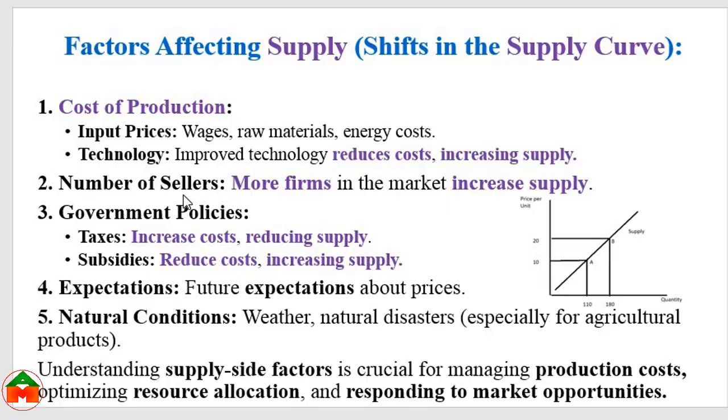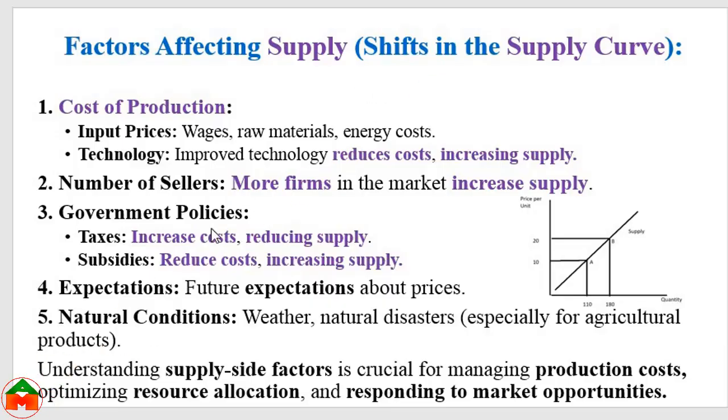Now we can see the supply also depends on the number of sellers. If there are more farms, there will be a huge amount of supply. More farms will increase the supply. The government policies can also create an impact on the supply. If the government increases the taxes, there will be a reduced supply. If the government provides subsidy, there will be an increase in supply.